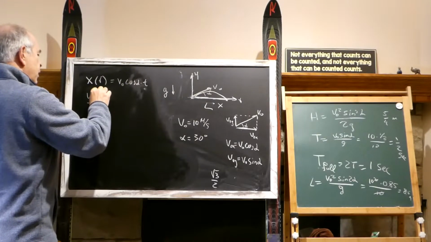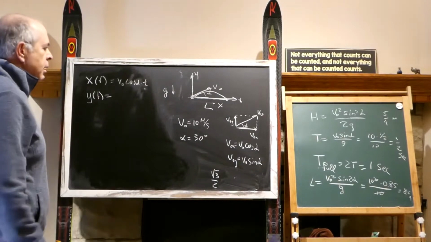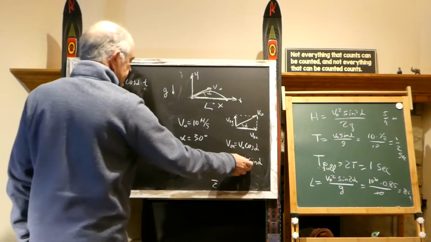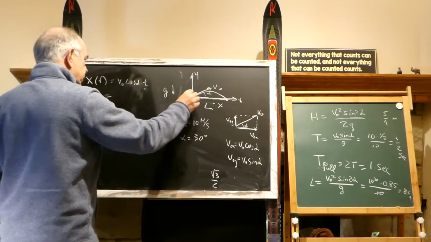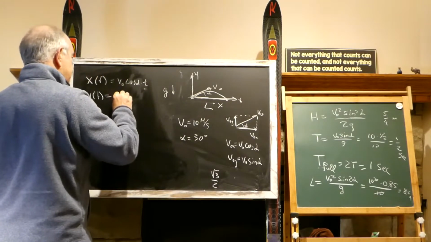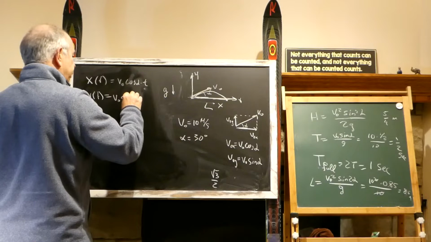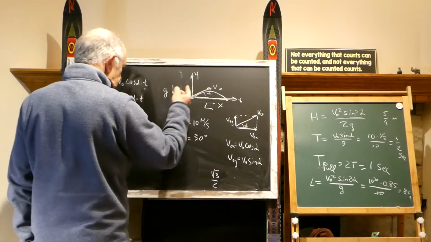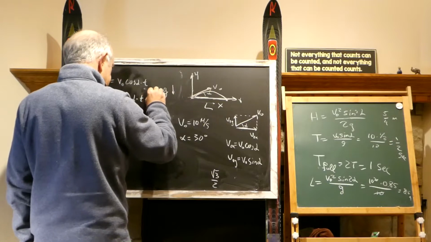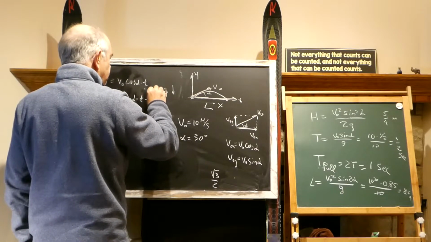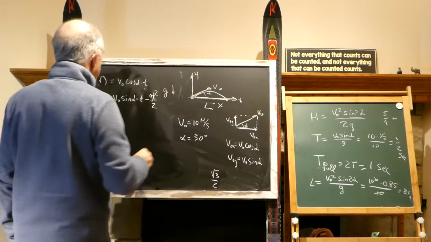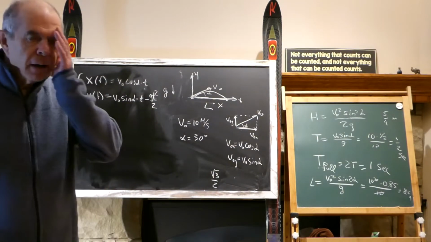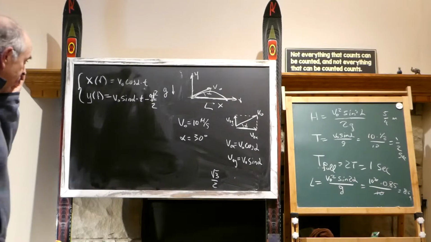Y is, we travel in this direction with initial speed this. And this is positive. And this is v0 sine alpha multiplied by t minus, because acceleration is down, gt squared over 2. And those are two formulas that describe our trajectory.